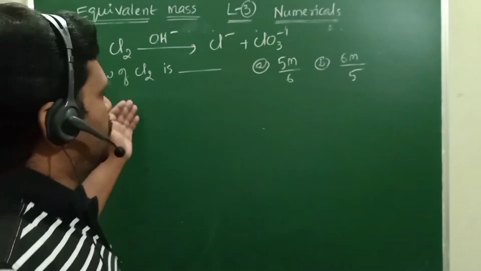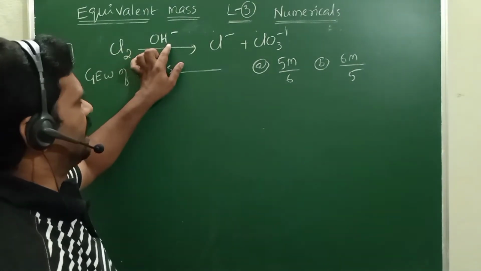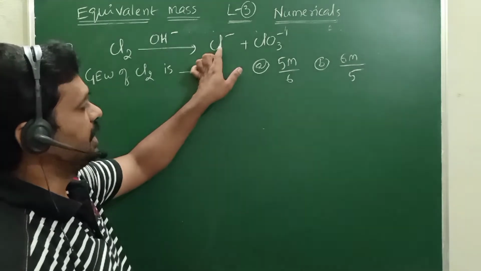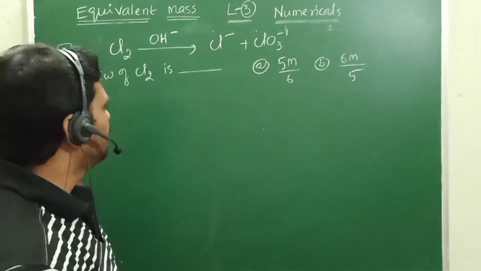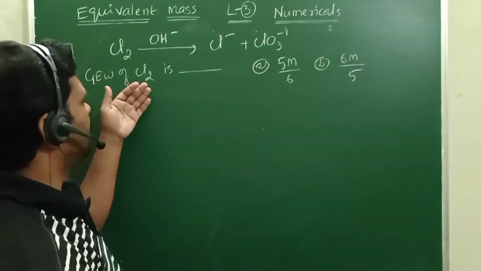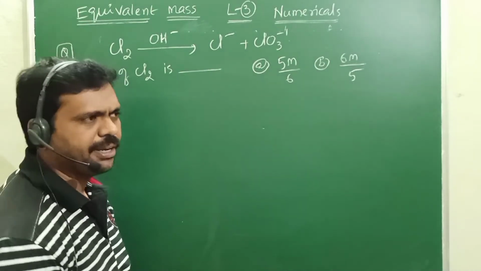Okay. The next question is that chlorine in presence of the alkali medium is undergoing disproportionation and gives Cl minus and ClO3 minus. And he is asking the gram equivalent of the chlorine is equal to how much? Options A, B are given, right?